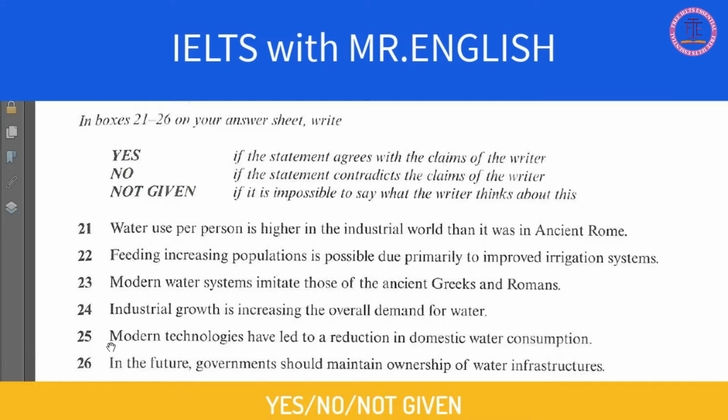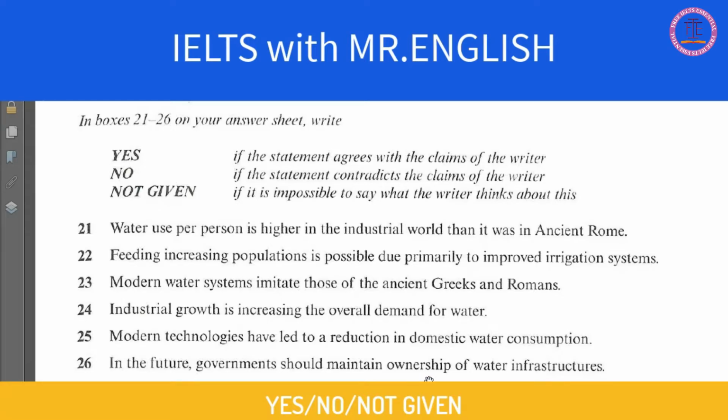Then in this case, modern technology has led to a reduction in domestic water consumption. So let's talk about modern technologies and water consumption. Whether it is reduced, less or higher, it's a separate matter. And the next one is about the future. It might be at the end of the passage, because normally such opinions are given by the end. The government should maintain ownership. So the real concept is about the ownership of water infrastructure. So is there a concept of ownership related to water infrastructures?